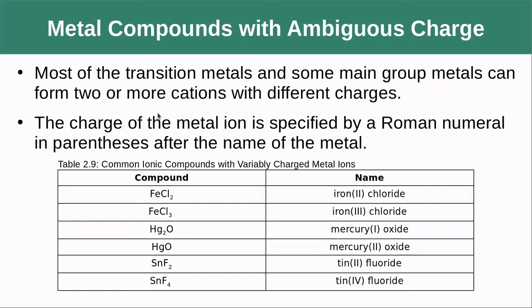So most of the transition metals and some main group metals can form 2 or more cations with different charges. The charge of the metal ion is specified by the Roman numerals. So we need to be a little bit more specific when we're talking about the transition metals. Because iron can either be a +2 or a +3, when we're writing out the name, we need to give it these little Roman numerals to tell us what the charge is. So we know that this iron has a +2 charge when we say iron(II) chloride, and this iron has a +3 charge when we call it iron(III) chloride.